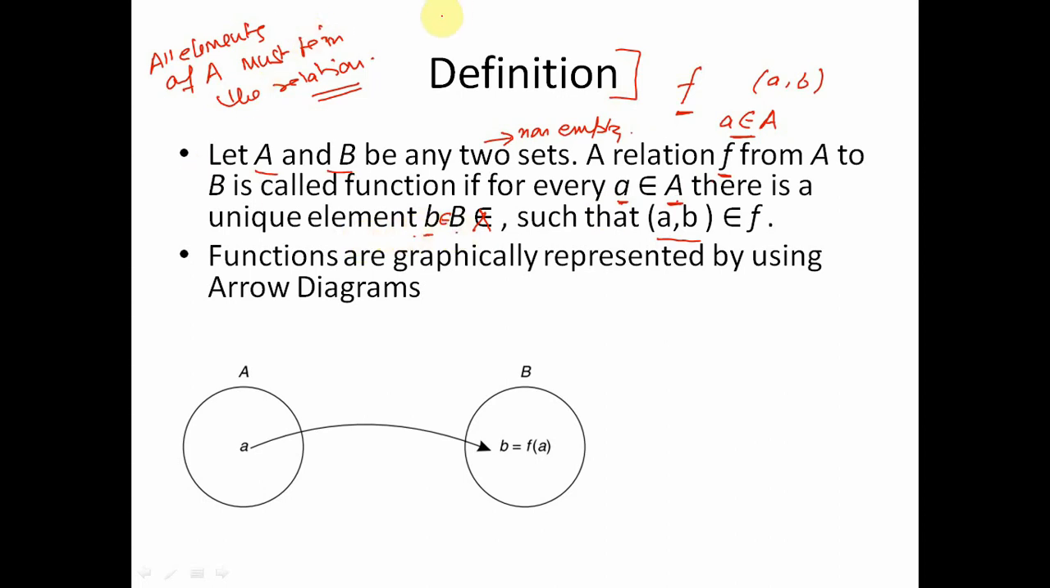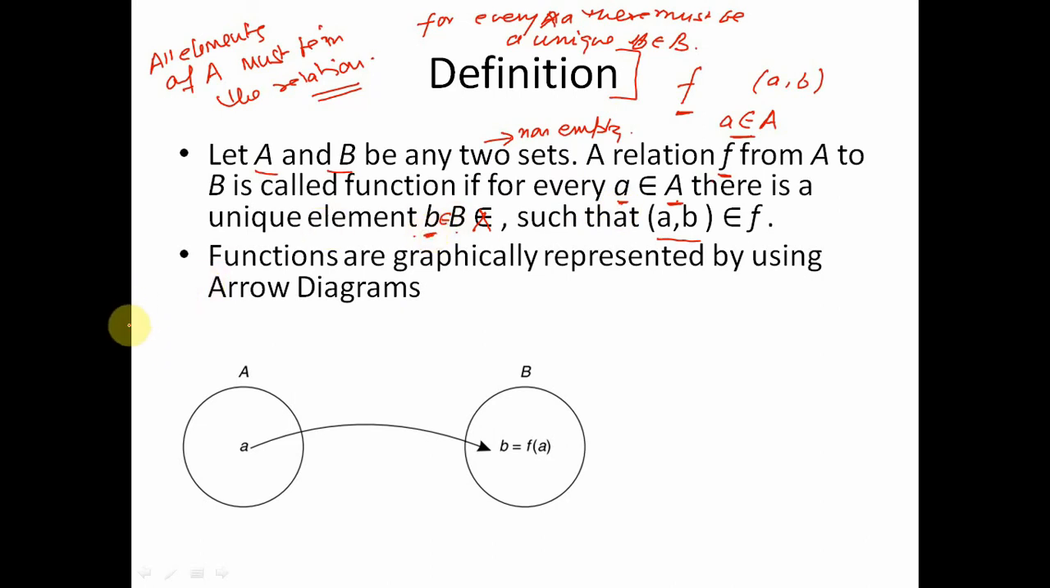So the second condition is for every a, there must be a unique b belonging to B, right? For every element a, there must be a unique element b, right?